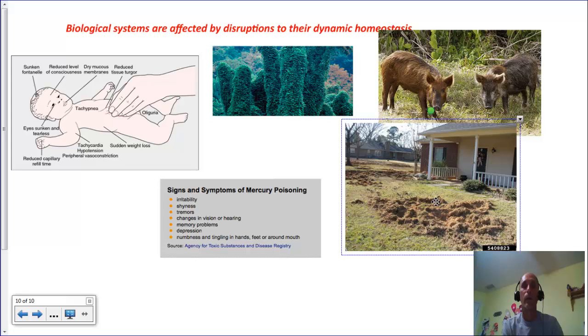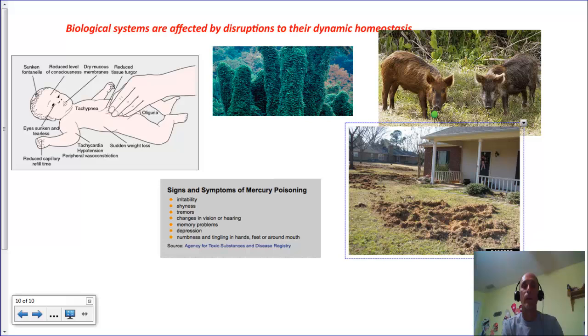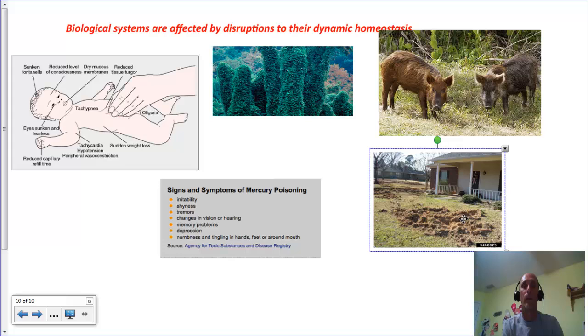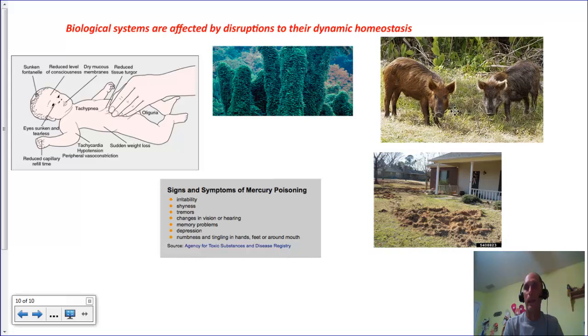So remember, homeostasis can be small, in a single cell, or it can be the organism, or it can be populations, or it can be the ecosystem, or it can be the biosphere. So there are all levels that we can talk about for homeostasis.